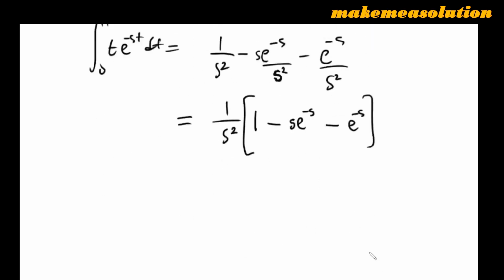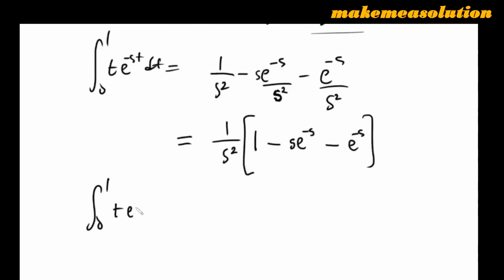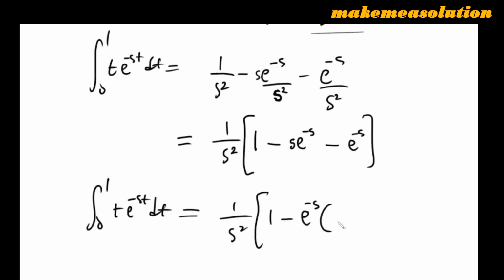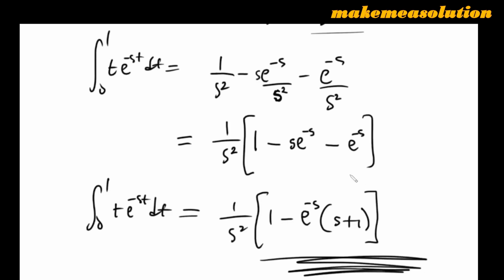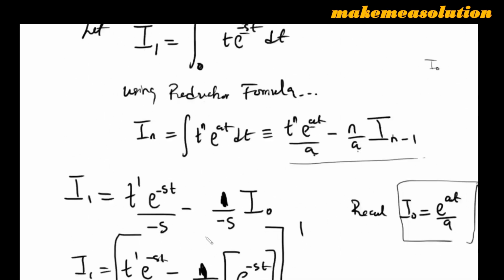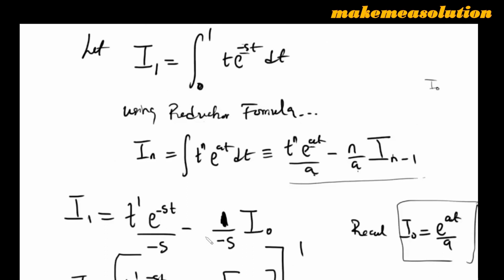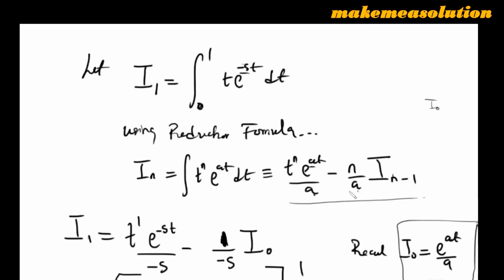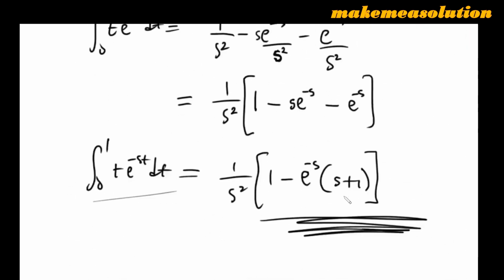So finally, to wrap up your answer, integral from 0 to 1 t e to the minus st dt will evaluate to 1 over s squared into 1 minus, factoring out e to the minus s, you get s plus 1. Okay, so this is it. With reduction formula, we have achieved this particular answer, just as we would with any other method. But why I like the reduction formula method is that if you know it, it's something that you might frequently encounter for this kind of purposes, and you can easily apply this method to solving problems of this order. So whenever you see a problem like this, don't be afraid to use reduction formula.